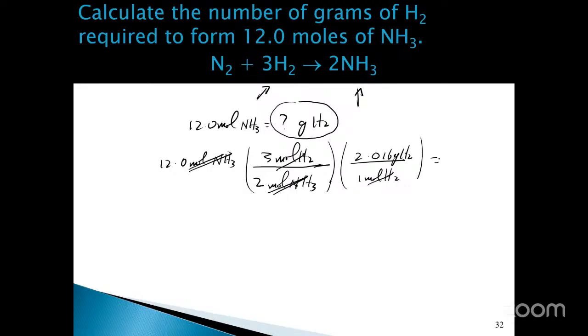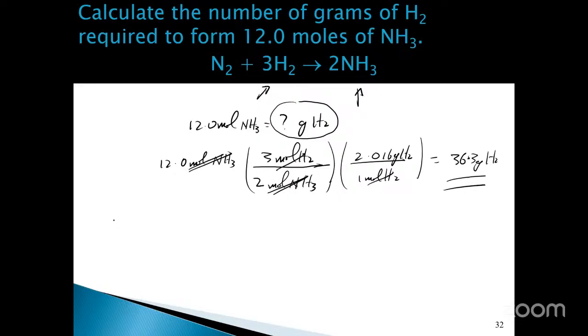So that's 12 times 3 divided by 2 times 2.016. According to my calculation, this works out to be 36.3 grams of hydrogen. Again, let me make sure that this is correct. 12 times 3 divided by 2 times 2.016. Okay, so that's what I got. 36.3 grams of hydrogen would be the grams of hydrogen required to form that many moles of ammonia, all right?